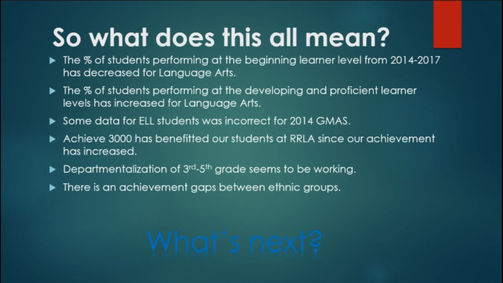Scores were not affected by subgroups based on the 3-year data, but there has been some incorrect data that was recorded by the state concerning our ELL students in 2014. Another strength that we can conclude from the data is that Achieve 3000 has benefited our students in increasing language arts and reading scores. Next year will be the 3rd year of implementation, and hopefully our students will do even better.